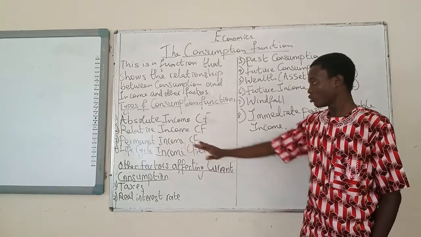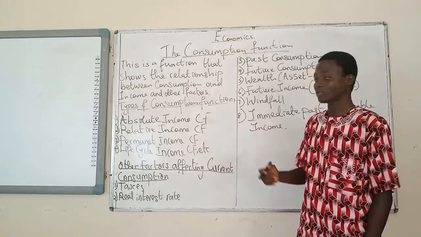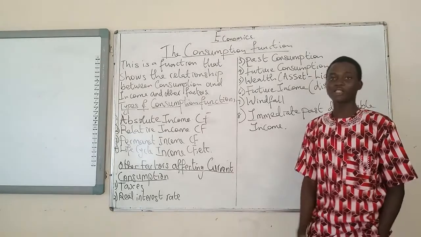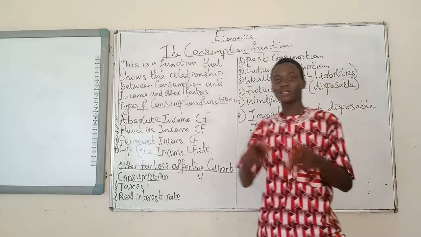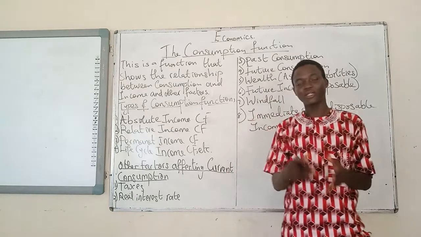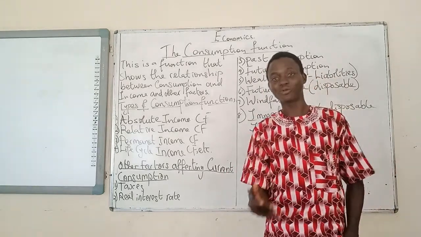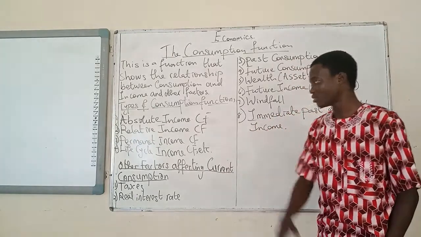Now, number 4, we talk about the life cycle consumption function. In short, the life cycle consumption function assumes that there is a period in the life of an individual where consumption is expected to be high, and there is a period when savings is expected to be more than consumption, and so on and so forth.